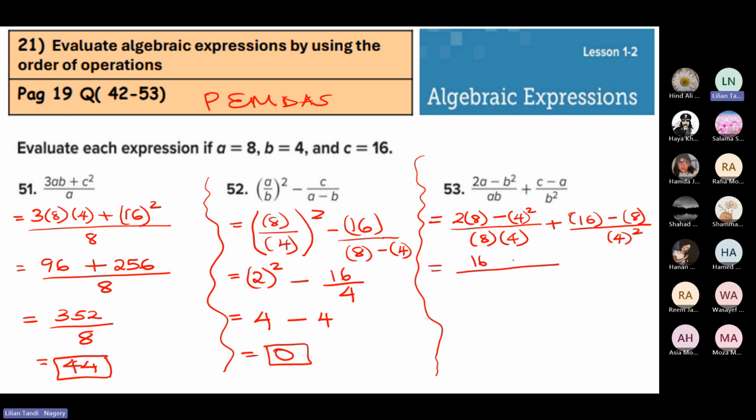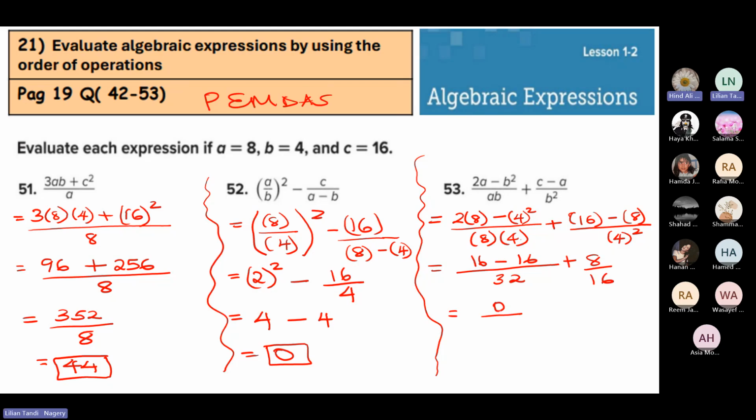16 minus 16 over 4. 8 that 4. 32. I agree. Continue. Wait. What? You're missing something here. What should I write? Plus 8. Okay. Over 16. I agree.